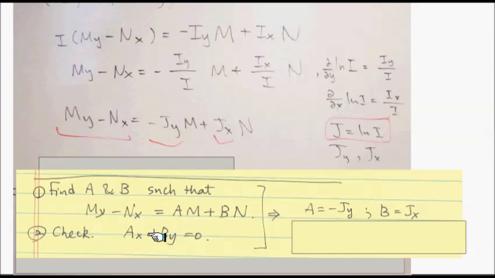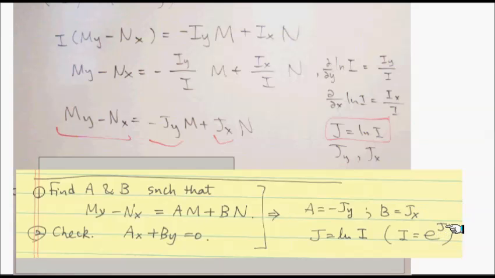So again, you write this linear combination, and there are many choices of A and B, but we have to look for the choices such that A_x plus B_y is going to be 0. Once you have that, it's guaranteed that you have a J. And once you calculate the J, the integrating factor is simply e raised to that J you found. So that's the algorithm.